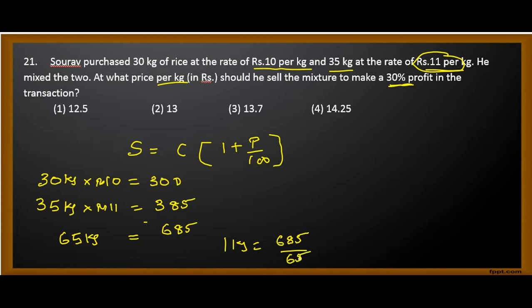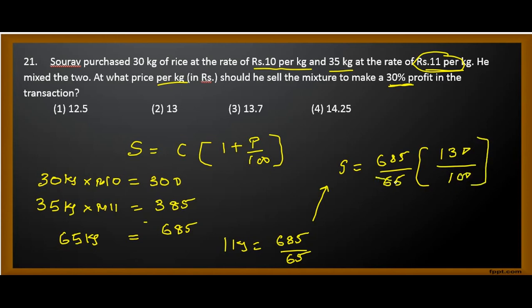What is required? Selling price. So selling price is equivalent to cost price 685 by 65 into 1 plus 30 by 100, that is nothing but 130 by 100. On simplification, 65 ones are 65, 65 twos are 130, 2 into 685 is nothing but 1370 divided by 100, that is nothing but 13.7 per kg. He has to sell it for 13.7 in order to get a profit of 30%.